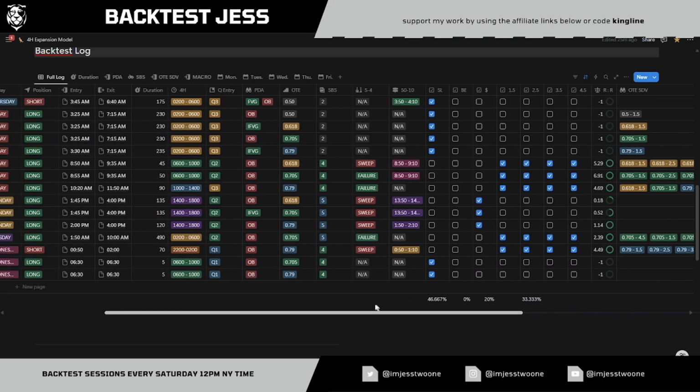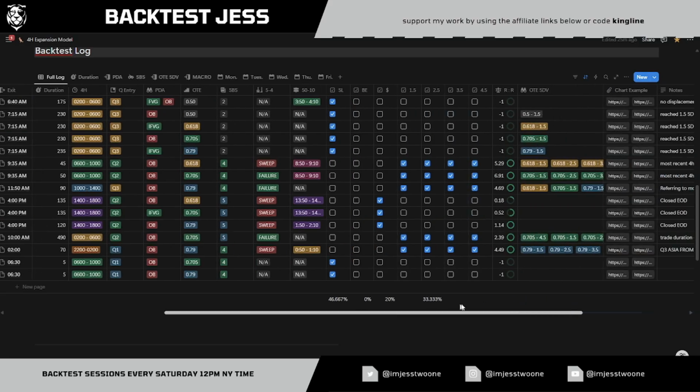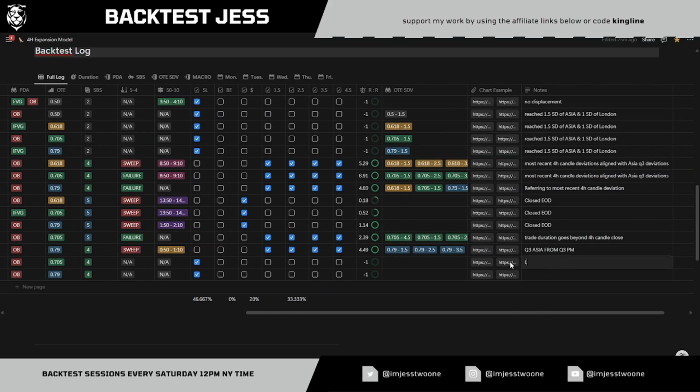All right, and I'm going to put lack of displacement. Lack of displacement after 1.5 SD.